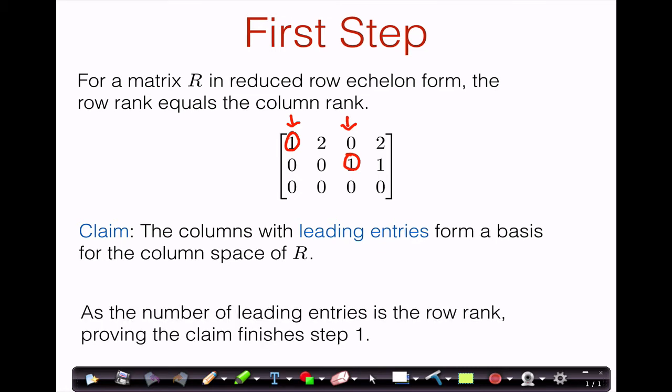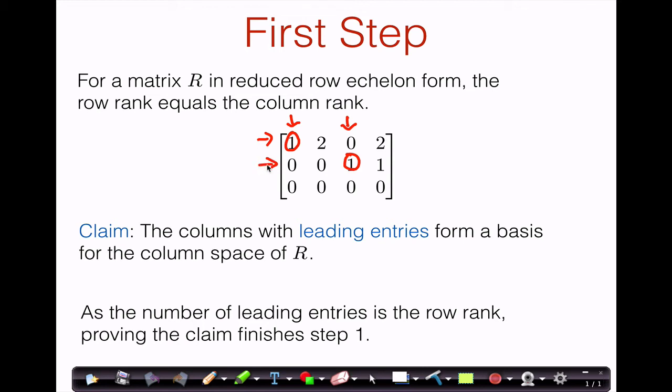Okay, and now notice that if we show this claim, then we will have actually shown and finished step 1, right? Because the number of leading entries is simply the number of non-zero rows in our matrix. That's what determines how many leading entries there are, is the number of non-zero rows. And we already know that's the row rank of this matrix, right?